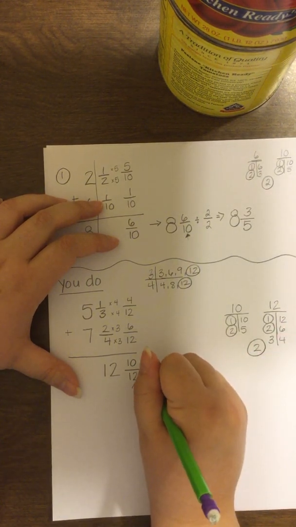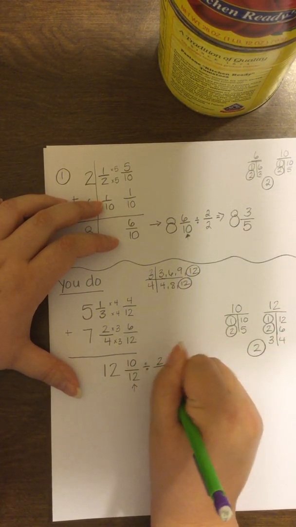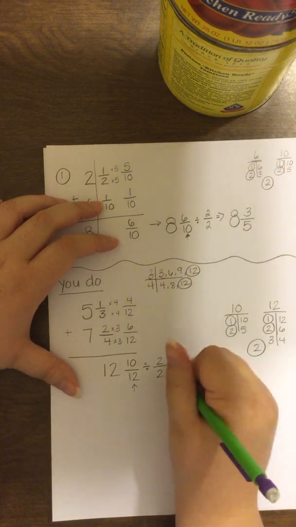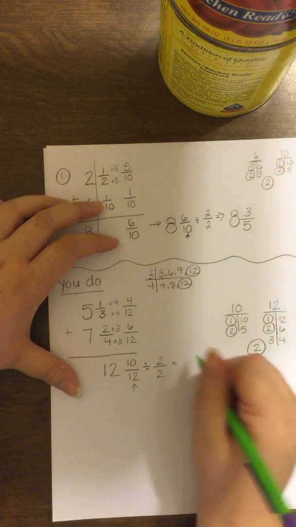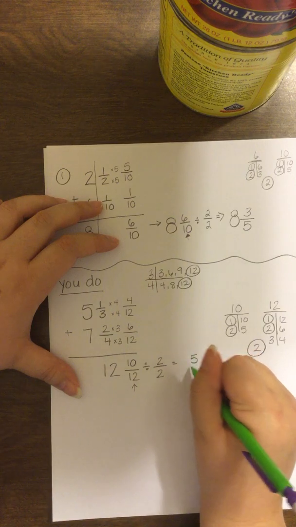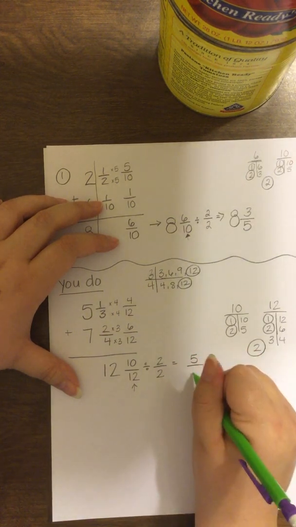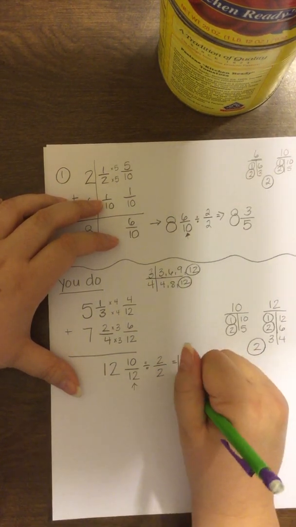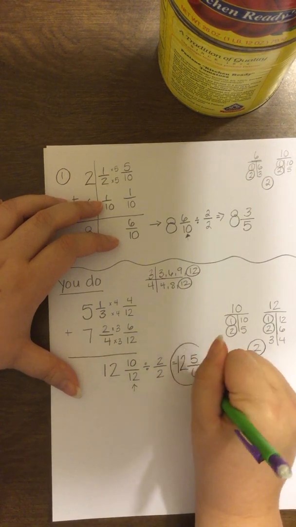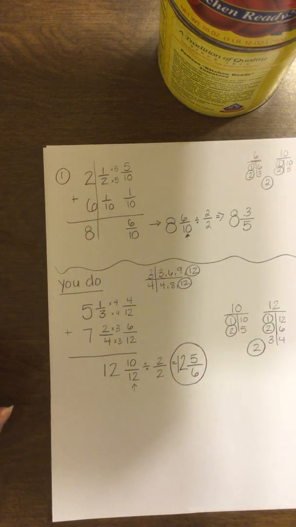So I'm going to divide 10/12 by my factor, which is 2. And 10 divided by 2 is 5. And 12 divided by 2 is 6. And so my answer is 12 5/6.